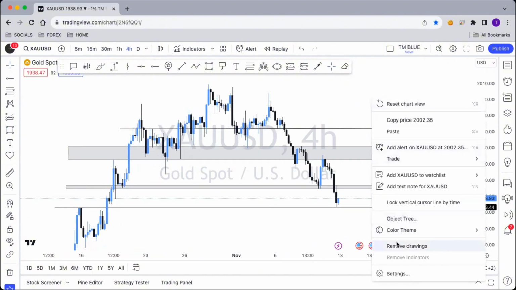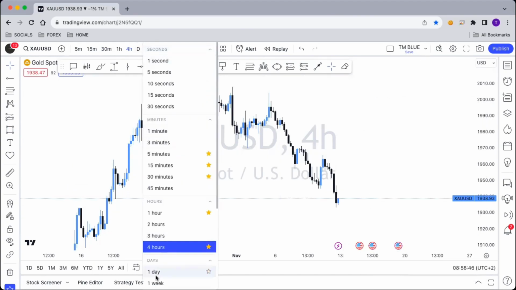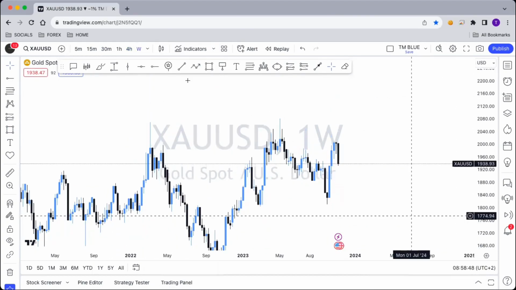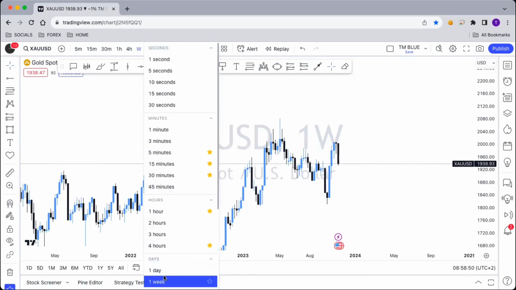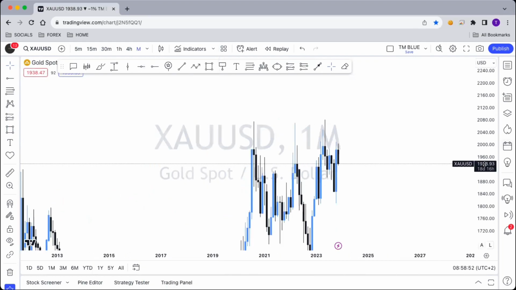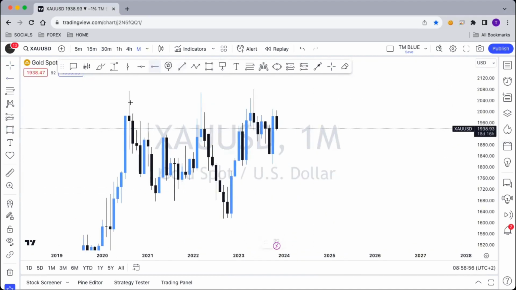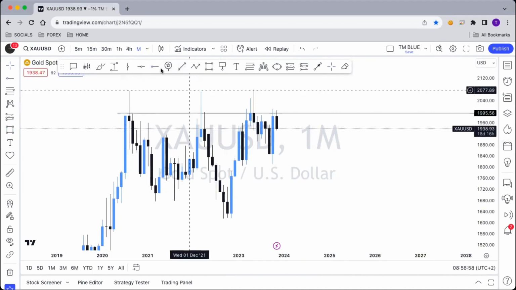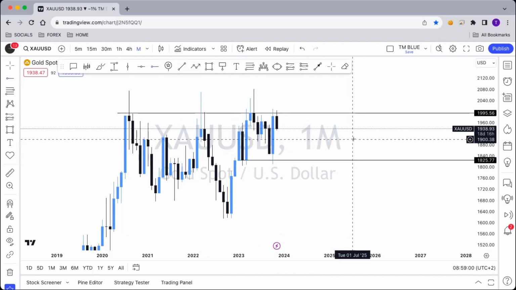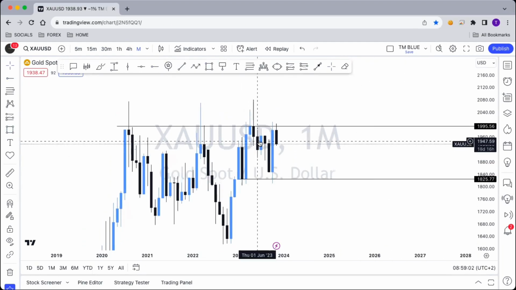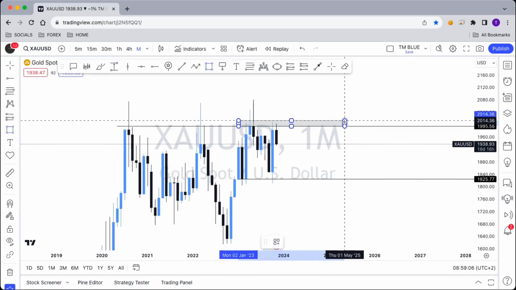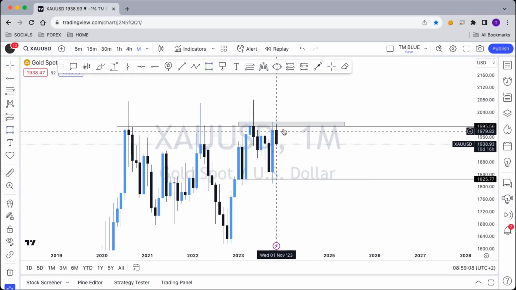Now let's take a look at what we can look forward to this coming week on gold. I remember we had a monthly resistance. Let's mark that out really quick, because I don't want to make this video too long. We've got the high there, we've got the low, and then we've got the resistance area here. So this is our monthly resistance. We can see that we closed below.